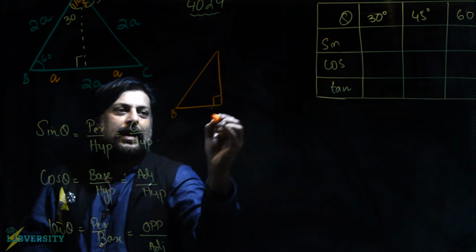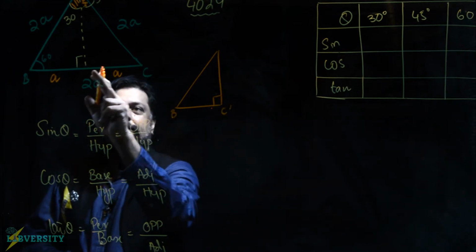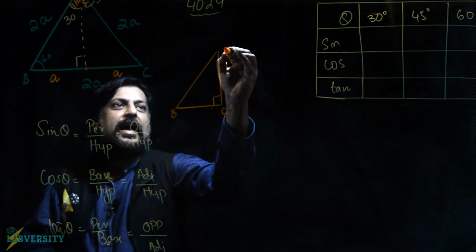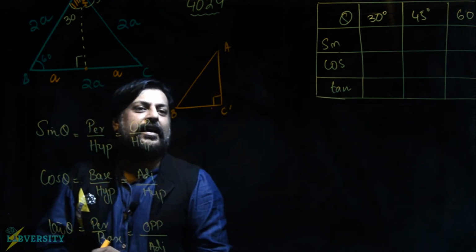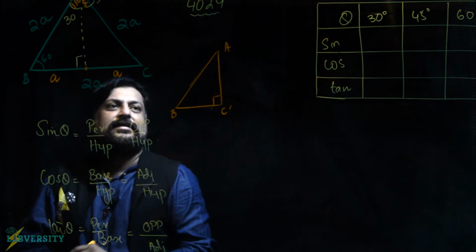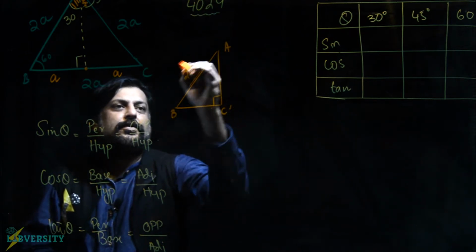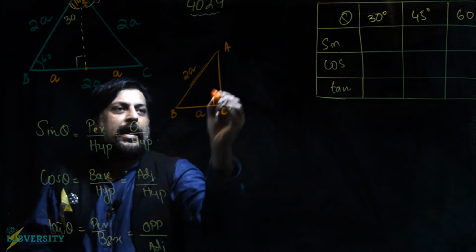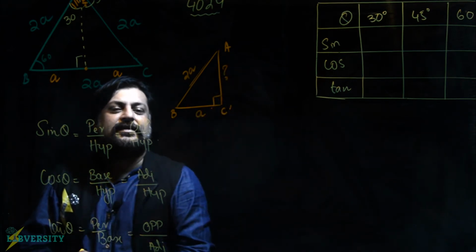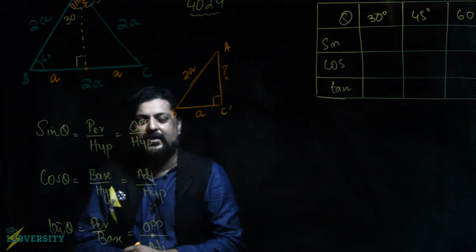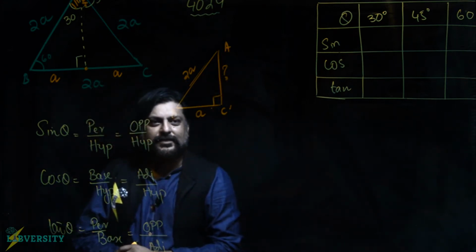I am calling this C prime because it is the midpoint of BC, and we have A here. This is length 2A and this is length A, and this length AC is still unknown to us. How can we find this length? With the help of Pythagoras theorem.